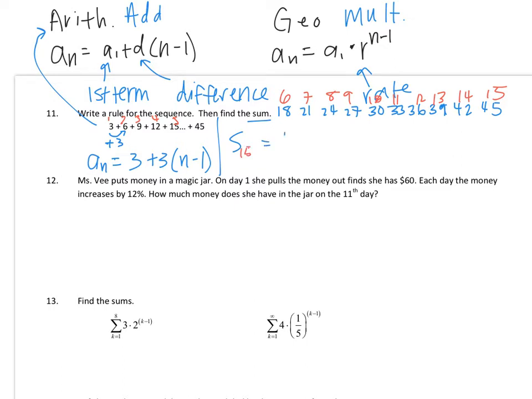So we've got N is 15 times the first term, 3, plus the last term, 45, all over 2. So 15 times 3 plus 45 divided by 2. And I get 360. All right.